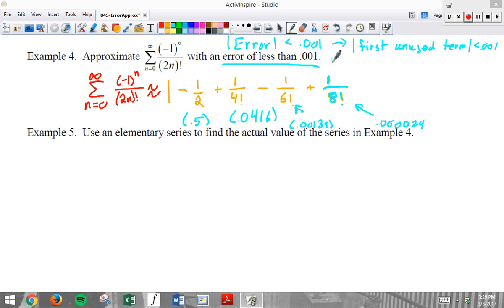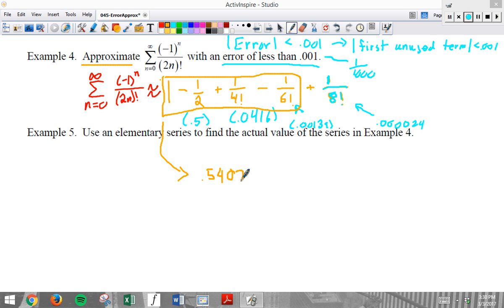You can also do this quite simply because you should know that 0.001 is 1/1000th. 1 over 720 is bigger than that. 1 over 8 factorial is less than that. Okay? So that's how you would do it by hand. That would be your approximation. So again, they ask you to approximate. The approximation is everything that's not that. If that was the first unused term, then we didn't use it in our approximation. So you can try it out, make sure you're using your calculator right. 0.540228. And we know that's accurate up to the 1000th place. This decimal cannot change.